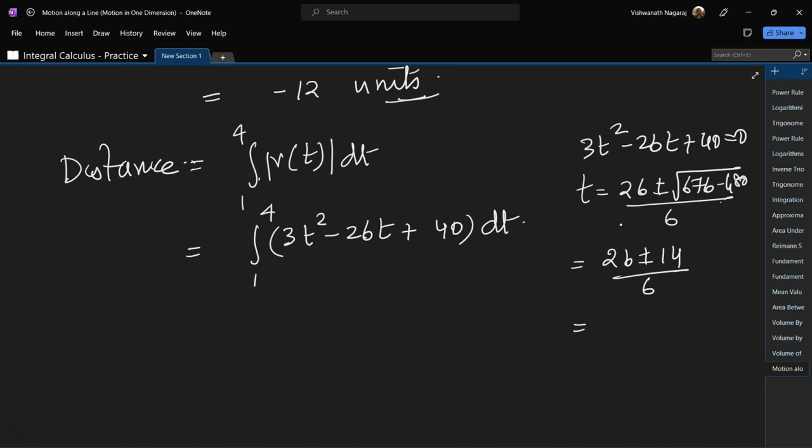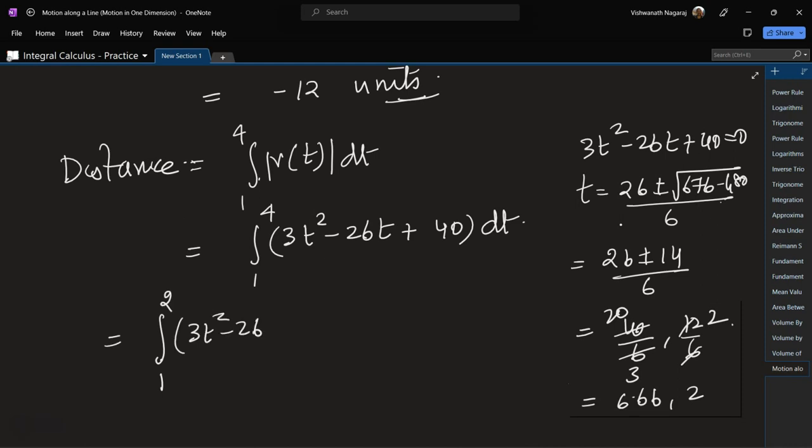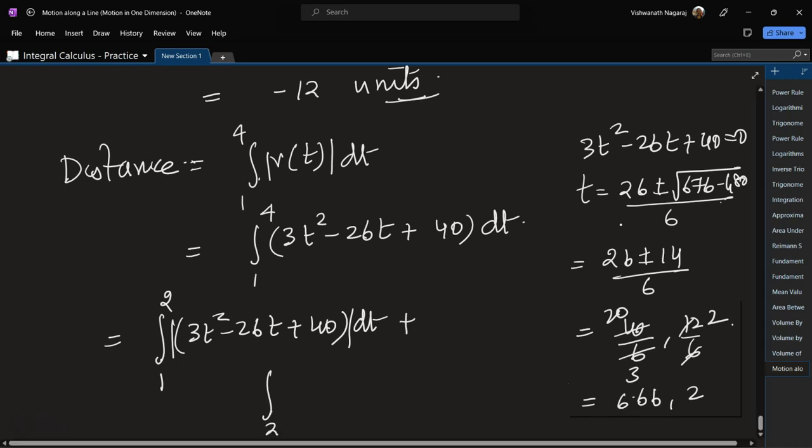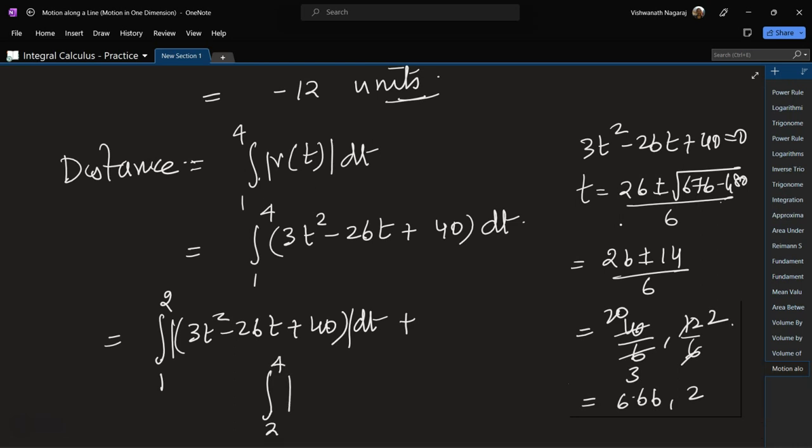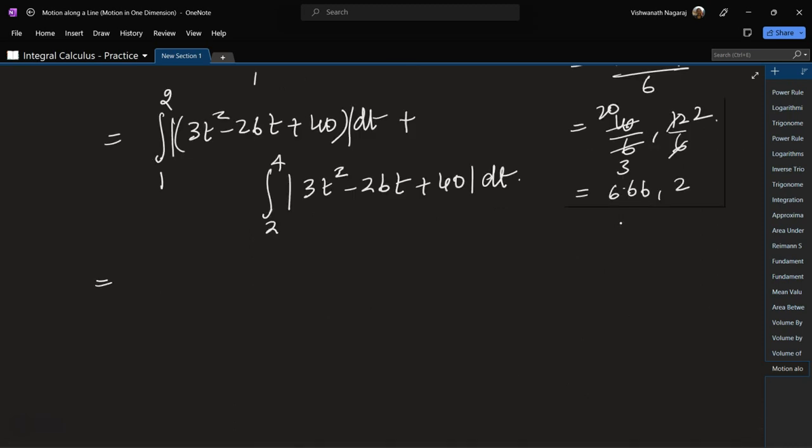by 6, which gives us the zeros. So our integral actually gets split into 1 to 2 of 3t square minus 26t plus 40 dt, plus, and here we have to use the absolute sign, plus the integral from 2 to 4, we don't need 6.6 because our limit is 4. So 2 to 4 of the absolute value of 3t square minus 26t plus 40 dt. Now we have to evaluate them and add them up. So what do we get?